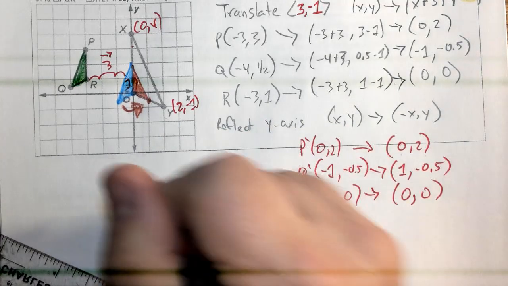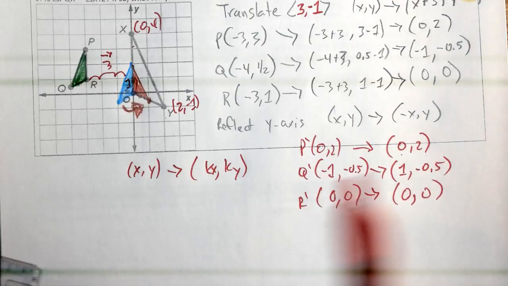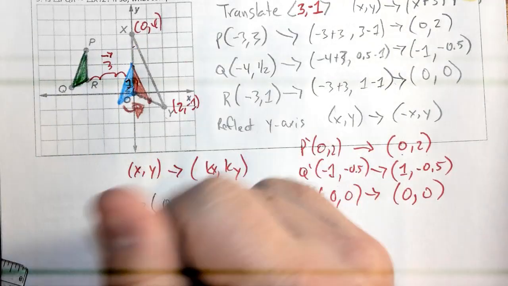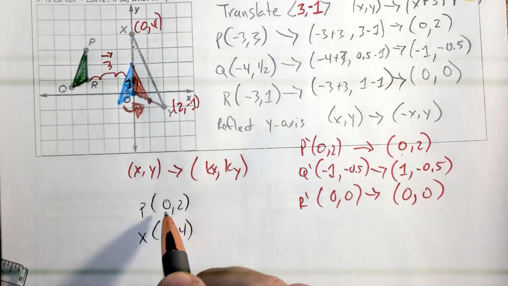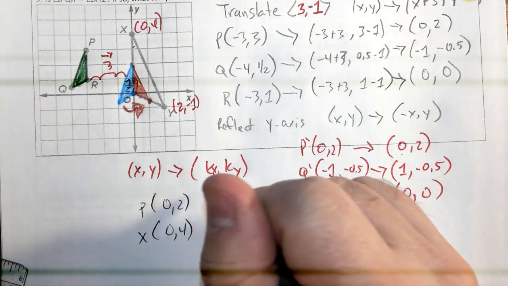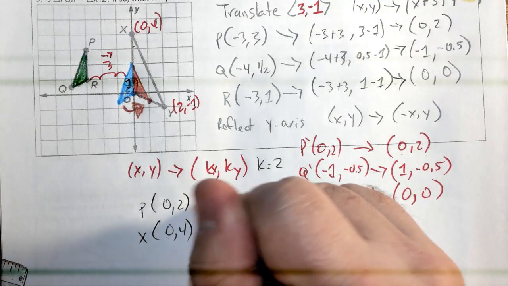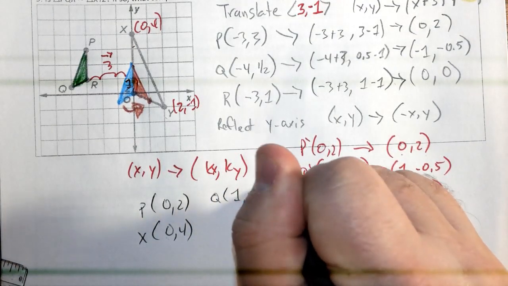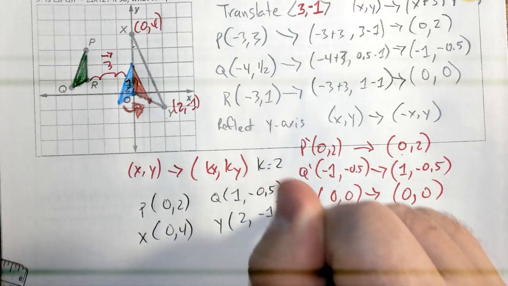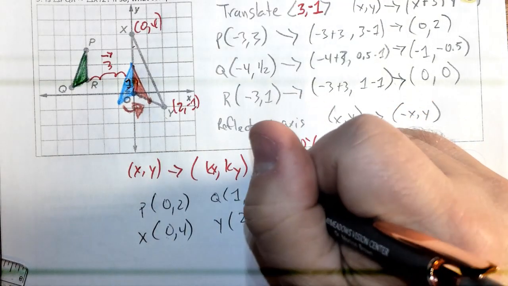So it looks like to dilate, it's x comma y, kx comma ky. So let me just show you guys. If our P is 0, 2, and its corresponding side X is 0, 4, multiply 0 by 2 and you get 0, multiply y by 2 and you get 4. So let's just say k equals 2. Well, what's the other side? It's Q, which was 1 and -half, and Y, which was 2, -1. So if we multiply 1 by 2, we get 2. We multiply negative half by 2, we get 1. So our k is 2.